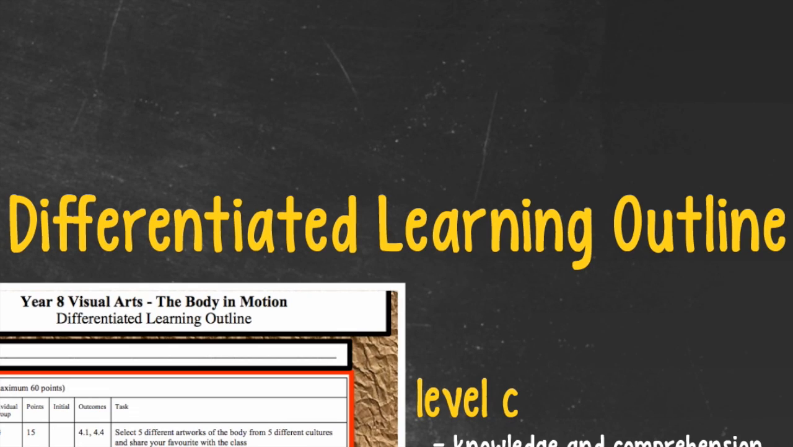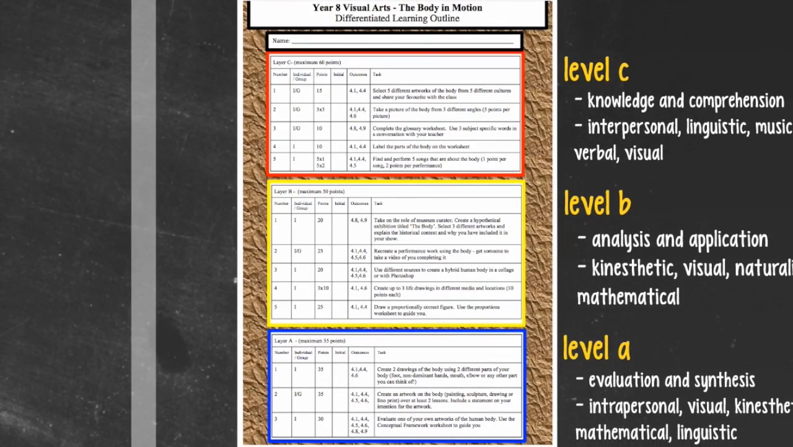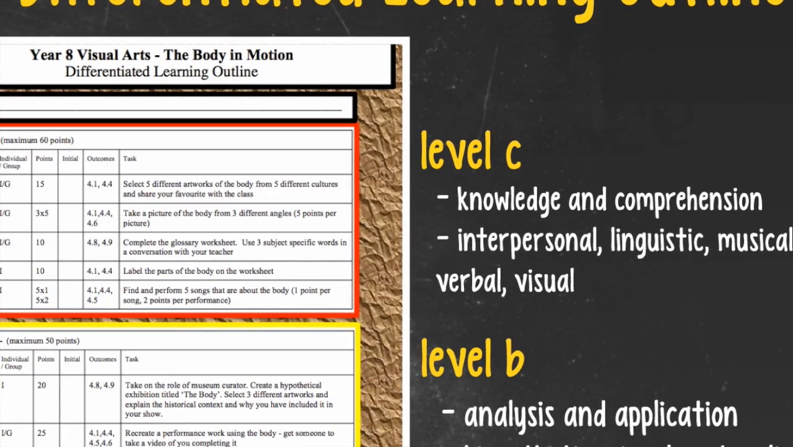When looking at how a layered curriculum will be used as a form of assessment, one may create a differentiated learning outline. This outline will include all the activities a student may want to choose to add up to 100 points. This particular outline demonstrates a synthesis of Bloom's taxonomy and Gardner's theory of multiple intelligences, thus catering to diversity in the classroom. Layer C is designed to target lower order thinking with knowledge and comprehension on unit content.